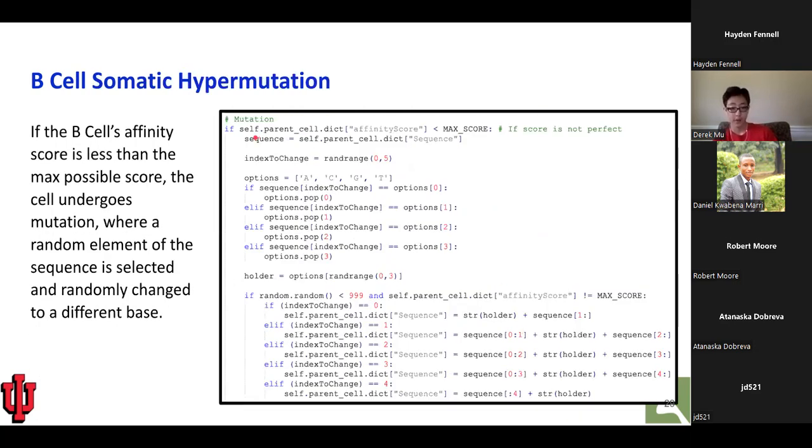And the B cells also undergo somatic hypermutation in the dark zone. If the B cell's affinity score is less than the maximum possible score, which means that the B cell's antibody sequence still isn't a perfect match yet with the target sequence, the cell undergoes mutation where a random element of the sequence is selected and randomly changed to a different base. So here, index of change indicates it selects a random element to change, and the holder selects a random element to change to.